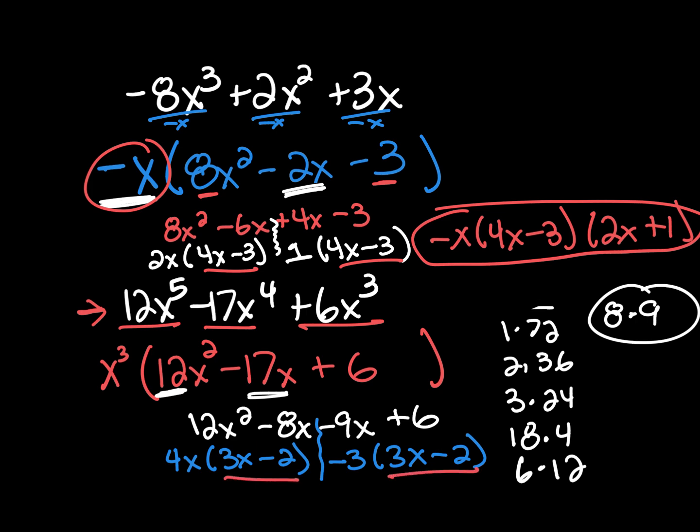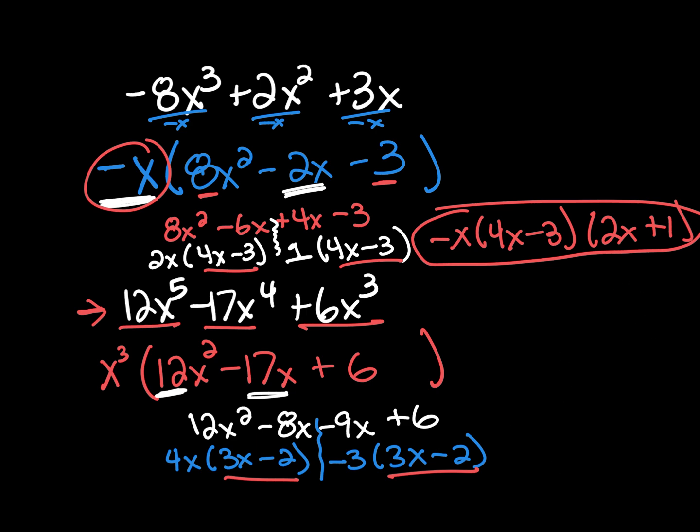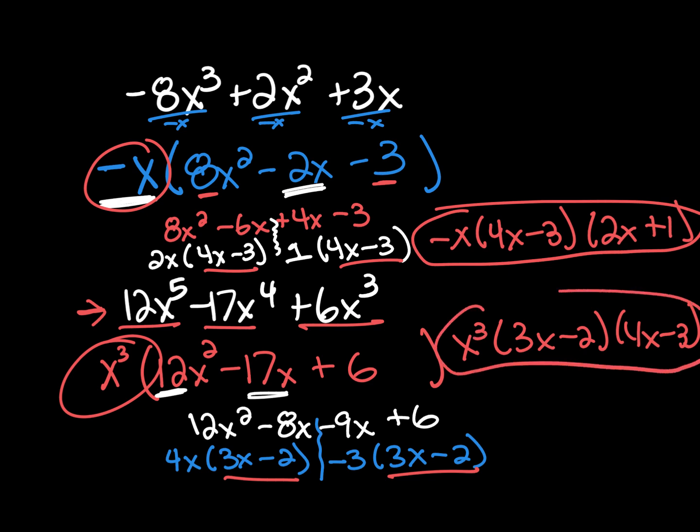So my final answer is going to be 3x minus 2, 4x minus 3, and then don't forget the x cubed you took out in the beginning. So that whole thing is your final answer.